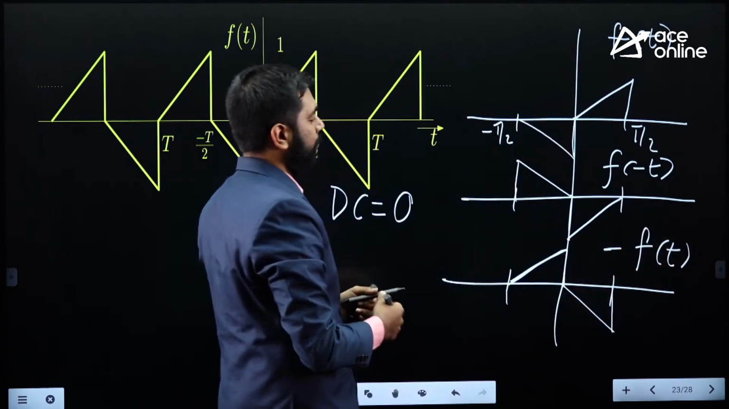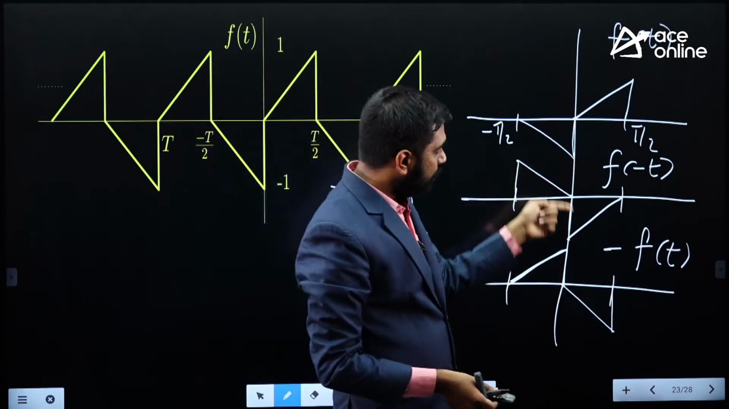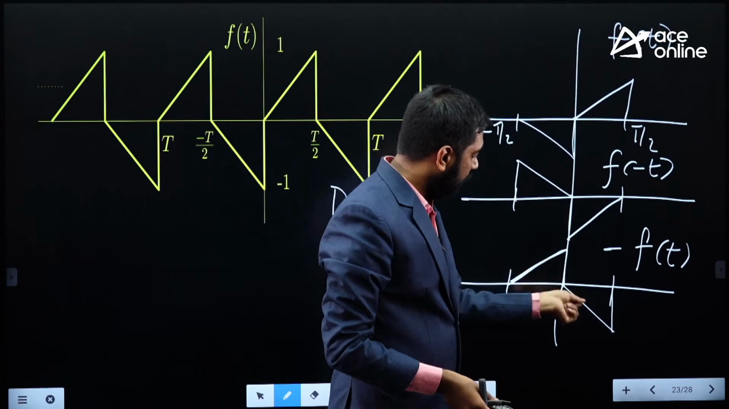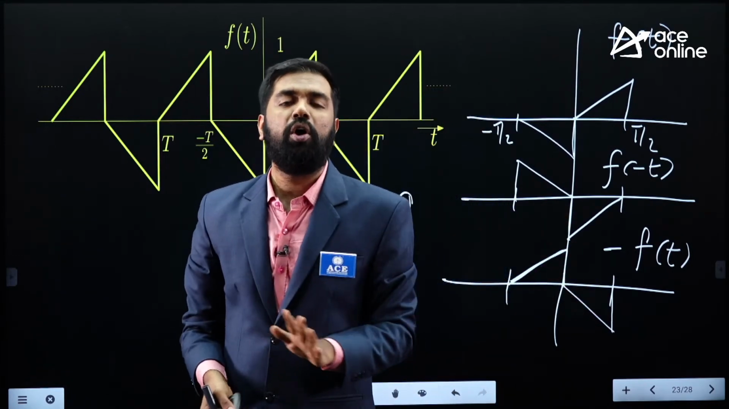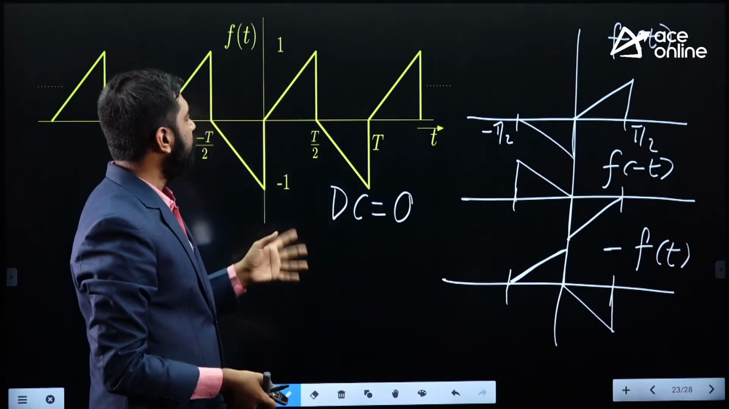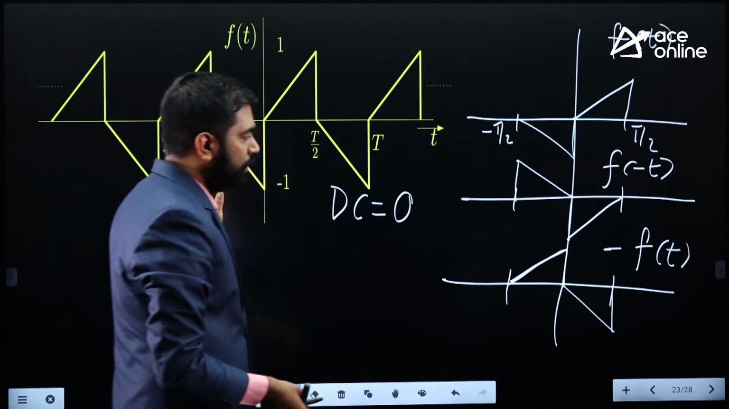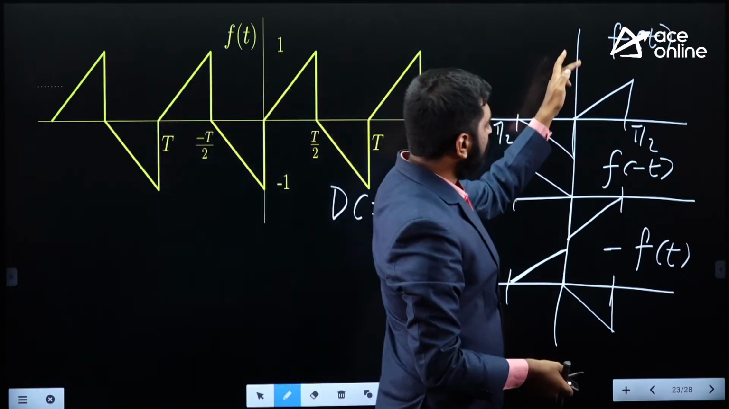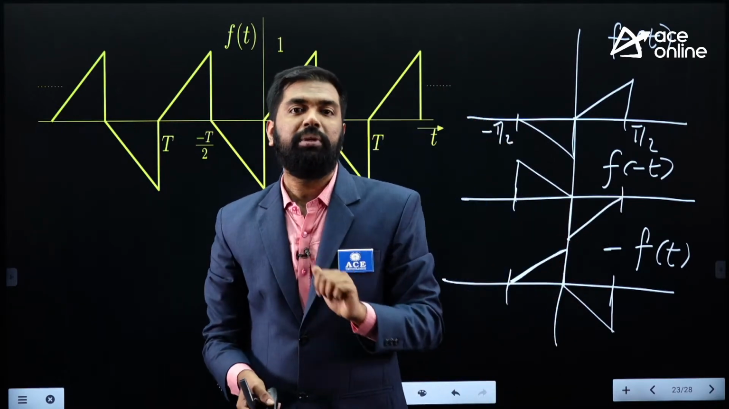Now you people tell me, is this and this the same? Look, this is like this and this is like this. They are not the same. That means this has no odd symmetry. Most of the students, just by looking at this, feel that it has got odd symmetry. No, it has no odd symmetry. Is f of t the same as f of minus t? No. That means there is no even symmetry. Then what kind of symmetry is there?